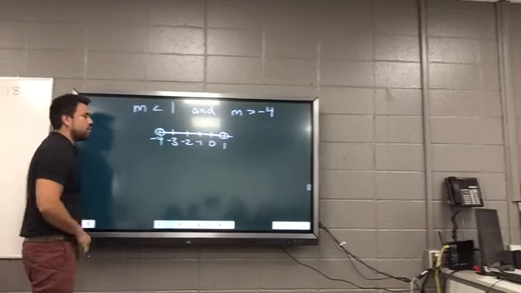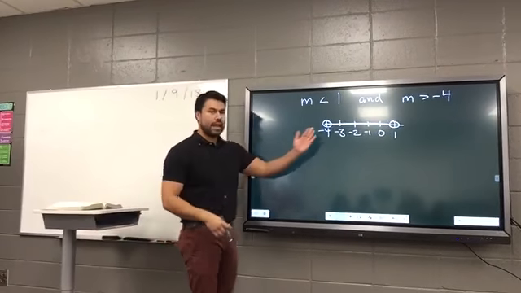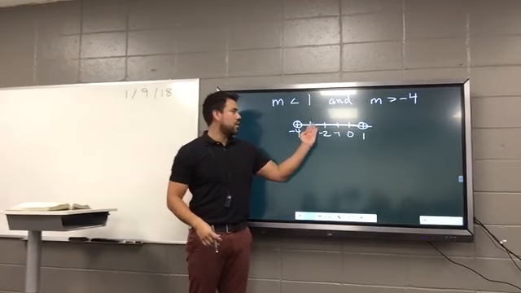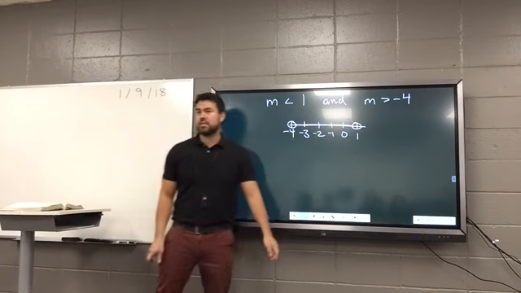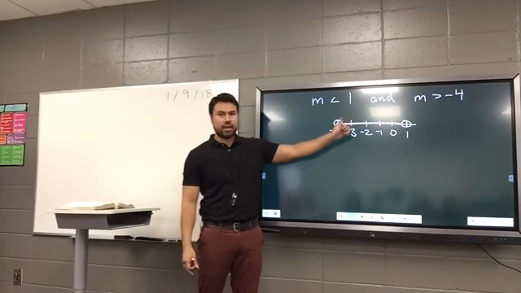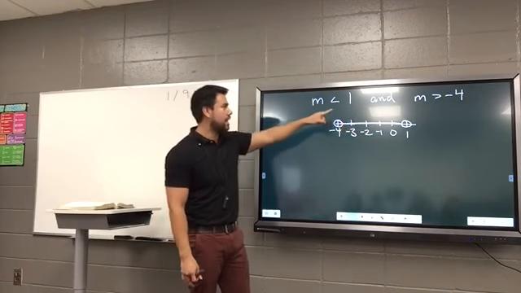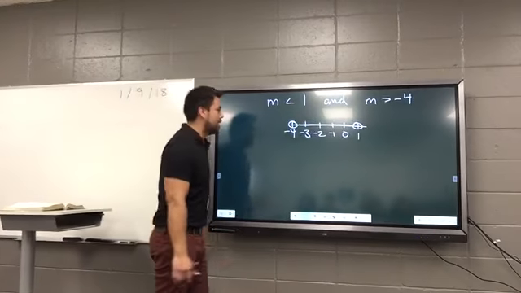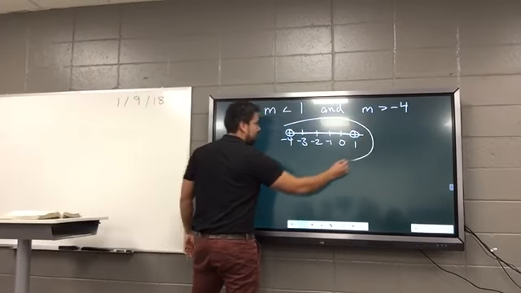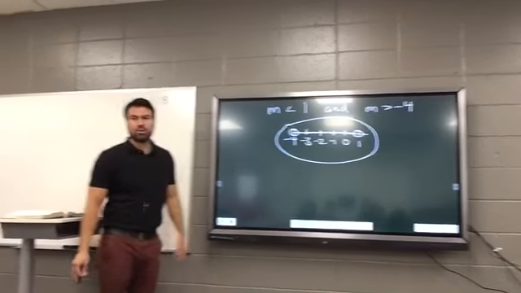Hold on. Before we go further, are you saying that any one of these numbers would fit both of those inequalities? Yeah, that's what we're saying. That's a compound inequality, and it fits the word and. All right, so that's my graph. Somebody else give me my set builder.